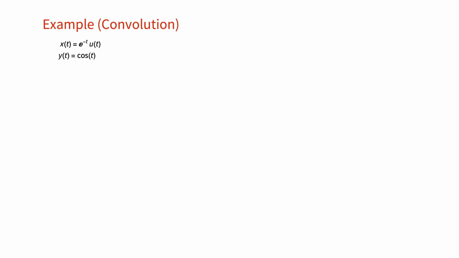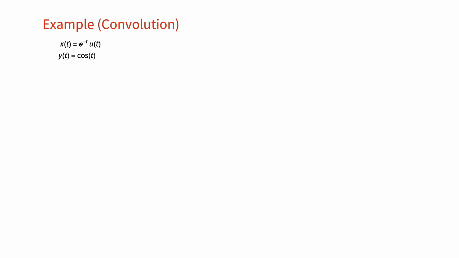Next, let's look at an example where we are given x of t and y of t, and we would like to use the convolution theorem to find the convolution of x of t and y of t. So basically, we will find the Fourier transform of each of these signals, and the Fourier transform of their convolution will be the product of the two Fourier transforms, and then we take the inverse Fourier transform to bring back the problem to the time domain.